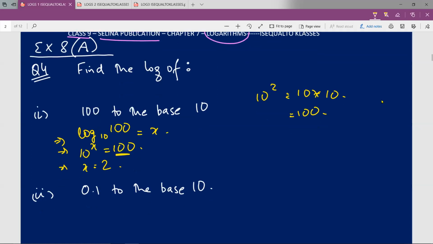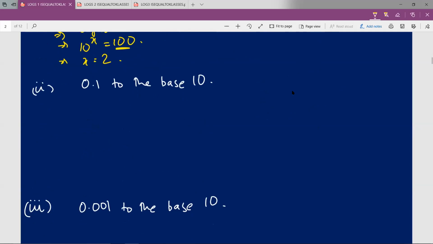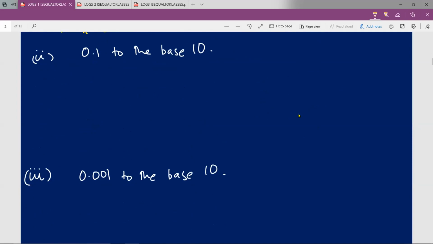Okay, so moving forward with our second subpart, 0.1 to the base 10. First I'll write this in the logarithm form: log of 0.1 to the base 10, with 10 in the subscript, is equal to x. As I mentioned before, whatever number is mentioned after the phrase "to the base" can be written in subscript form. Again, I'll assume it as x, and in each of the problems in question number 4, I'll be assuming the log as x.